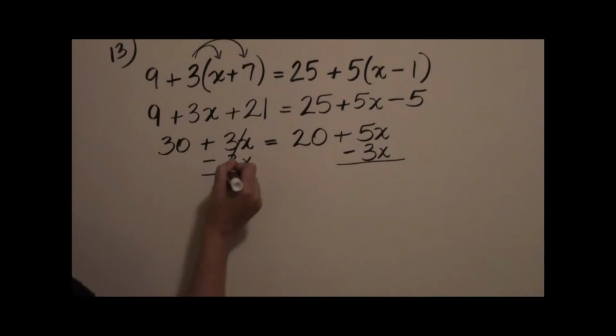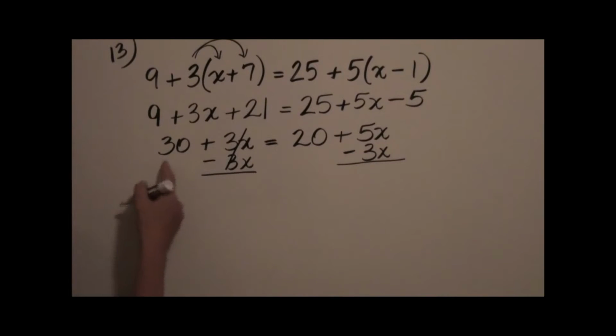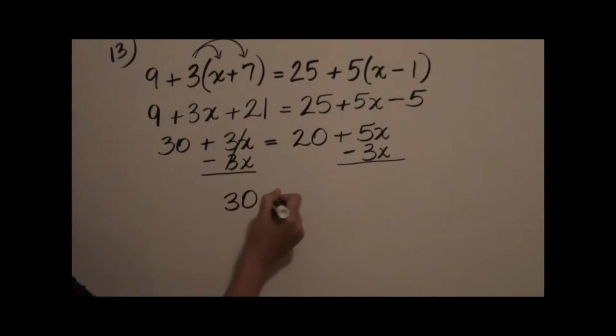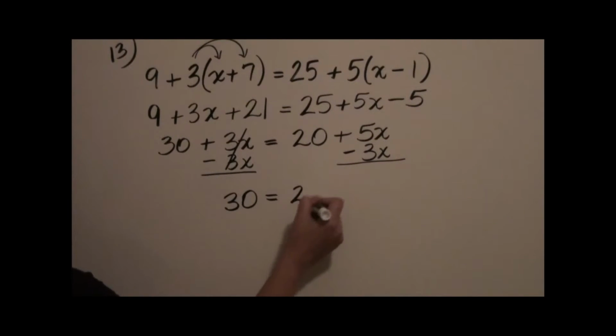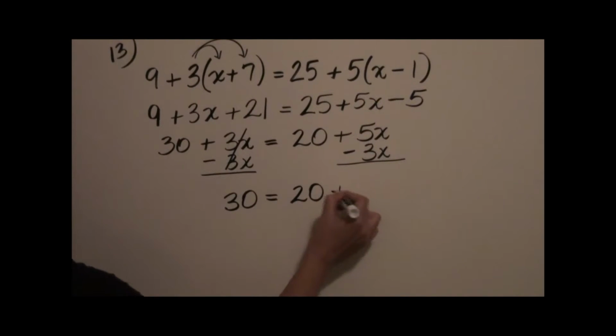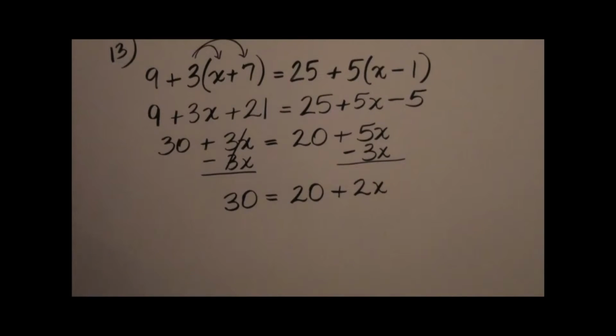3x minus 3x cancels out, gives me 0. I'm left with 30. On the right side, I have 20. I've got a positive 5x minus 3x, so that's plus 2x. The variables on the right, I need to take the constants to the left, so I subtract the 20, and I get 10 equals 2x.